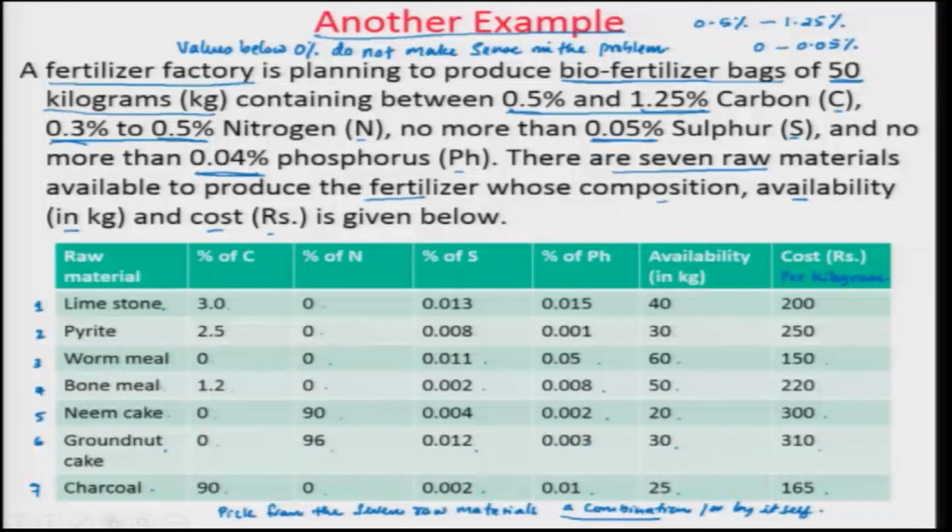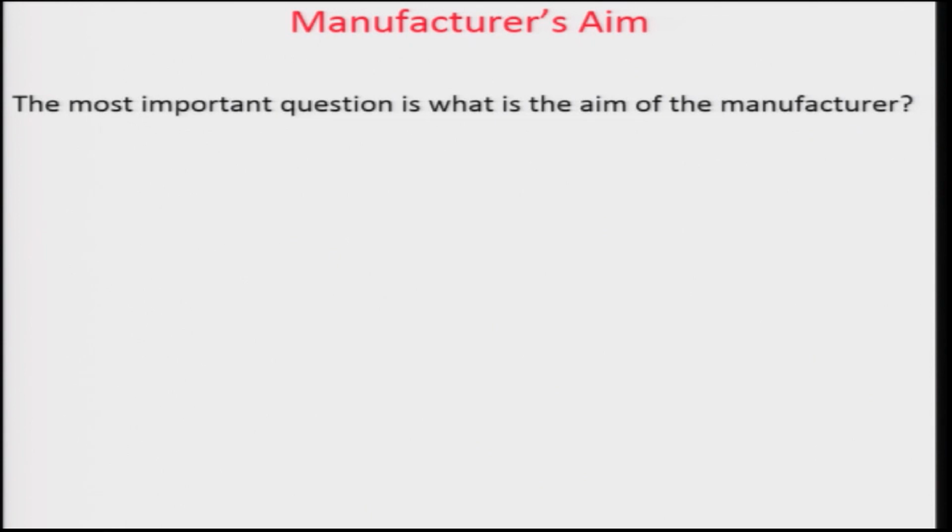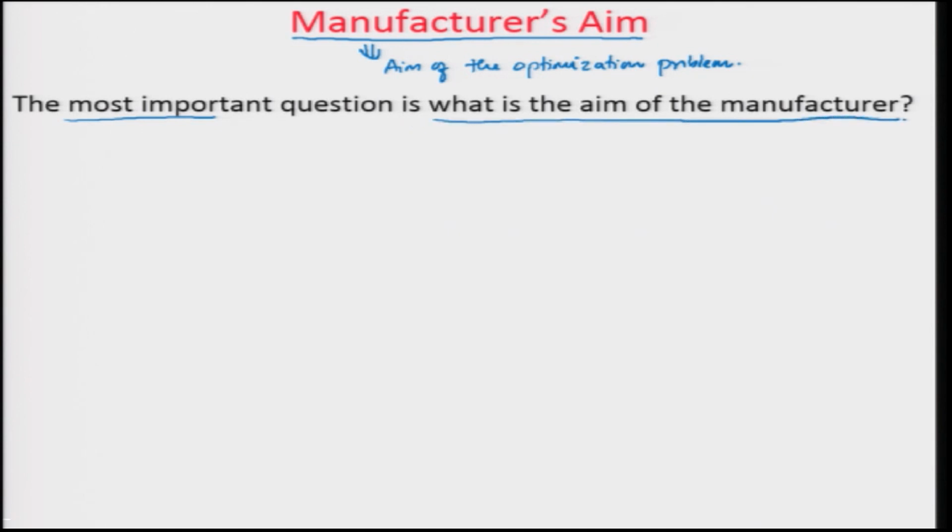Right. So now, what does the manufacturer want? What we are looking at is the aim of this optimization problem. So the most important question we have is what is the aim of the manufacturer, or what does the manufacturer want to do?